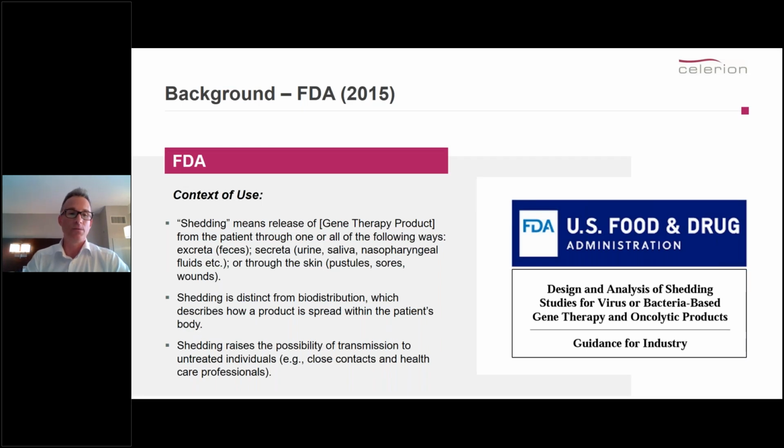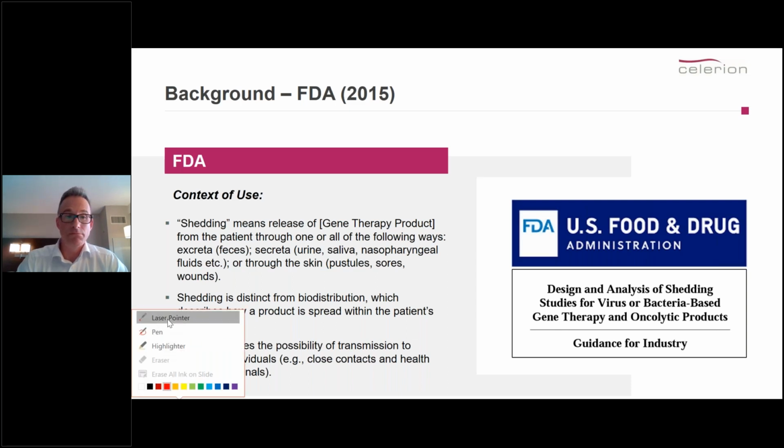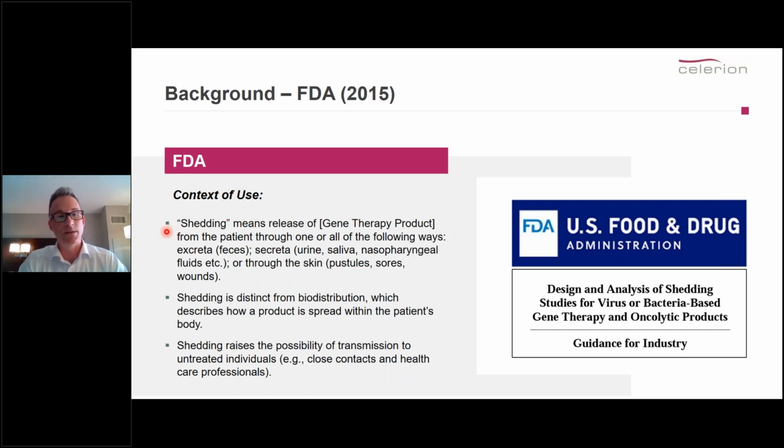Now, a bit of background about why we're doing it in the first place. The EMA and the FDA have put into their guidelines for the industry for developing gene therapy products, and also other oncolytic products, that shedding assessment is a requirement for your clinical development program, and they also put in the definition of what it actually means. So the shedding of a gene therapy product happens from patients through one or all of the following ways. It's usually excreta and secreta, so urine, saliva, and various other fluids that you can think of as well. For example, the skin, if it's a therapy that addresses wounds, and there's anything secreting from there, such as pus or anything like that.